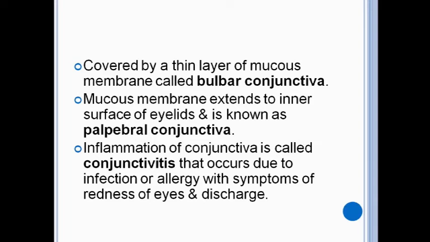The sclera is covered by a very thin layer of mucous membrane, which extends to the inner surface of the palpebral conjunctiva. So two conjunctivae are present. The outer thin layer is your bulbar conjunctiva, and the inner one is termed as your palpebral conjunctiva.